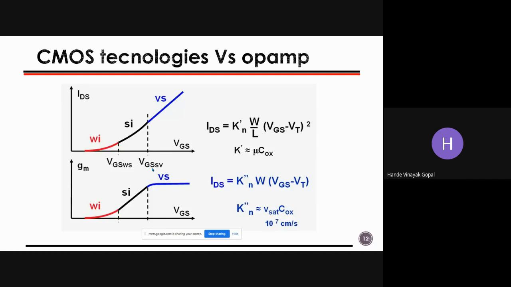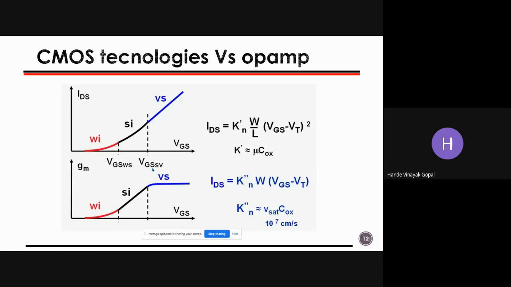Generally in MOSFET designing, we use the strong inversion region, and that equation is IDS equal to mu n Cox W by L times (VGS minus VT) squared. So it has a square relation, and weak inversion has an exponential relation. And what about velocity saturation? It is linear, because it directly depends on the VGS value. If I increase the VGS, my IDS increases linearly with that.